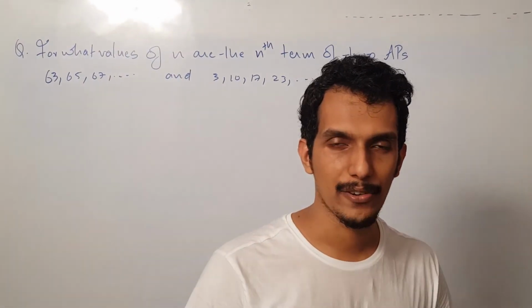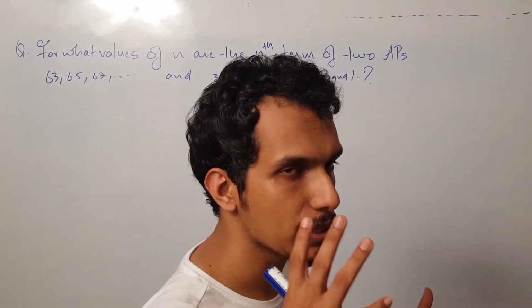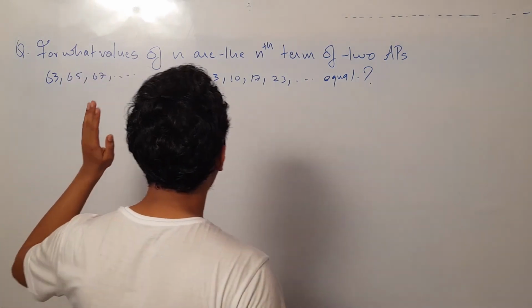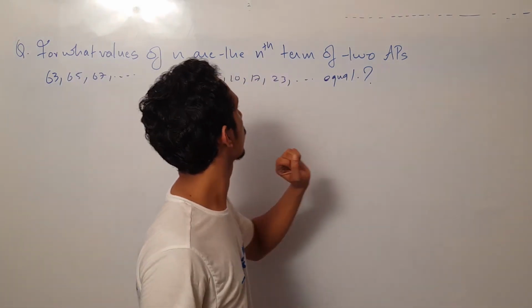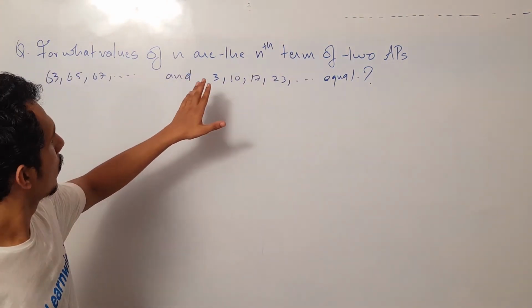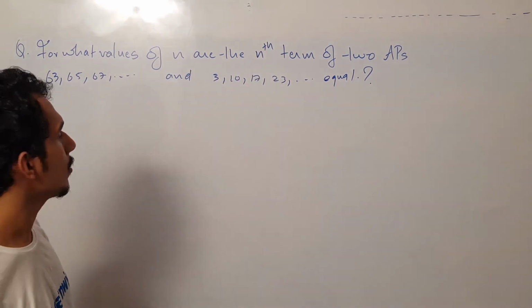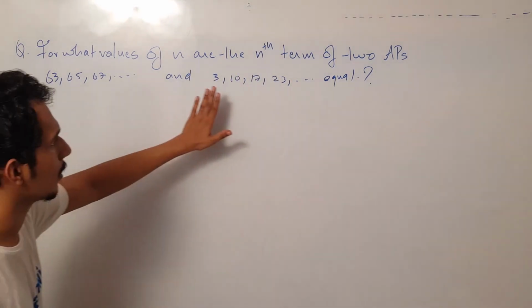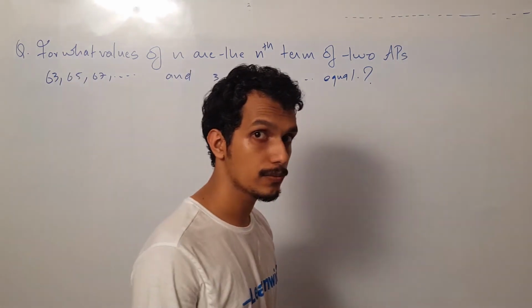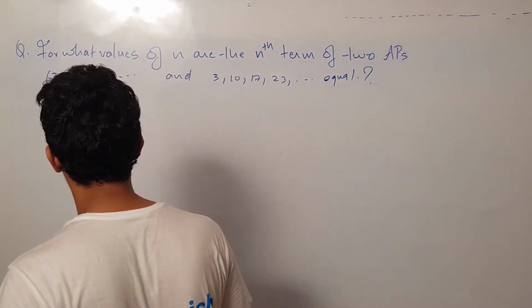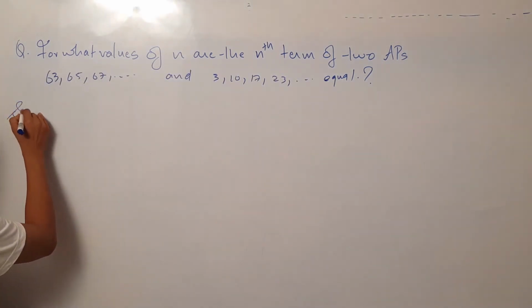Here is an interesting application type of question: for what value of n are the nth terms of two APs, this and this, equal? There is an nth term for both the APs. Let's look at the solution.